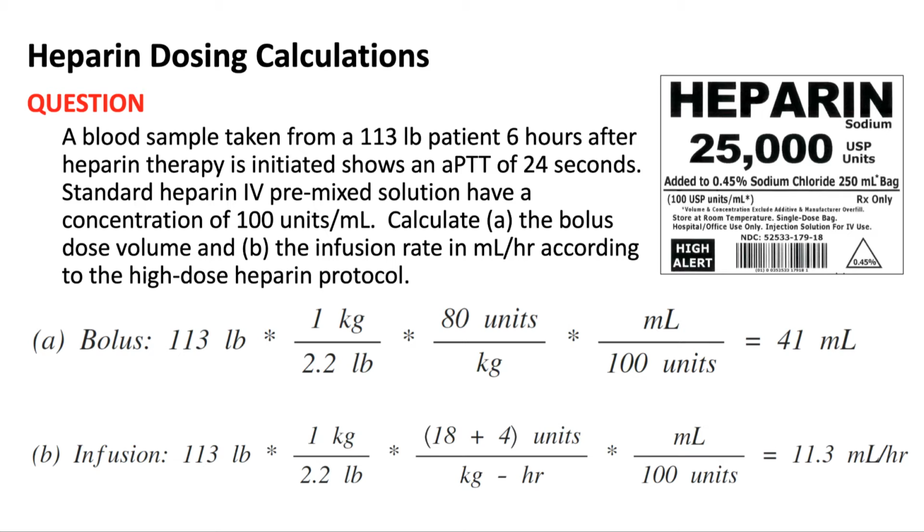If we do that math all the way across, this new accelerated infusion rate would be 11.3 milliliters per hour. And so that's the answer to this question. Based off of the results of 24 seconds, we would give them an additional bolus of 41 milliliters and follow that up with a continuous infusion of that same solution, but at a new, faster rate of 11.3 milliliters per hour.